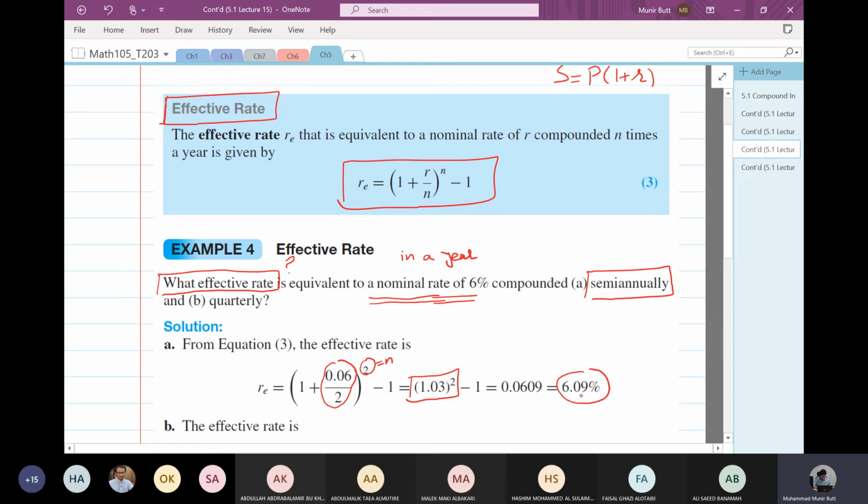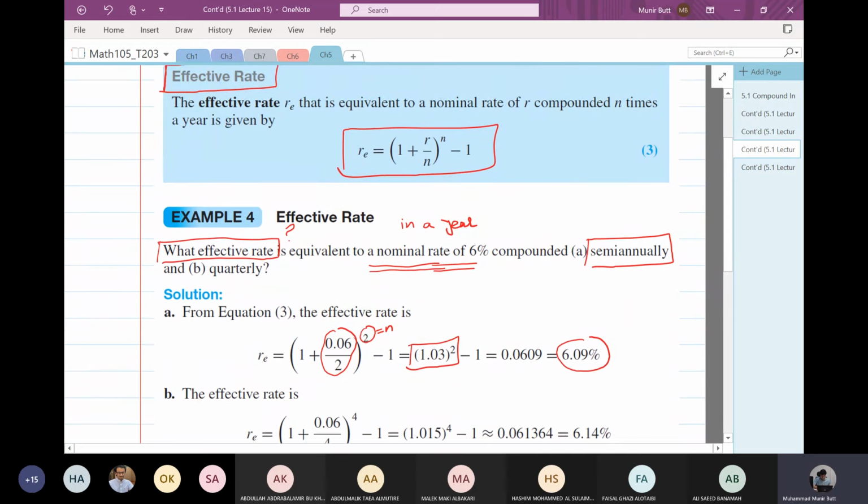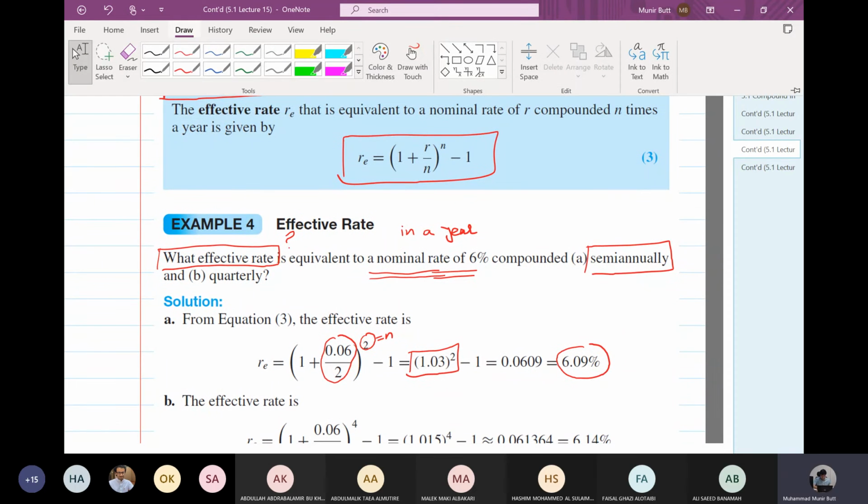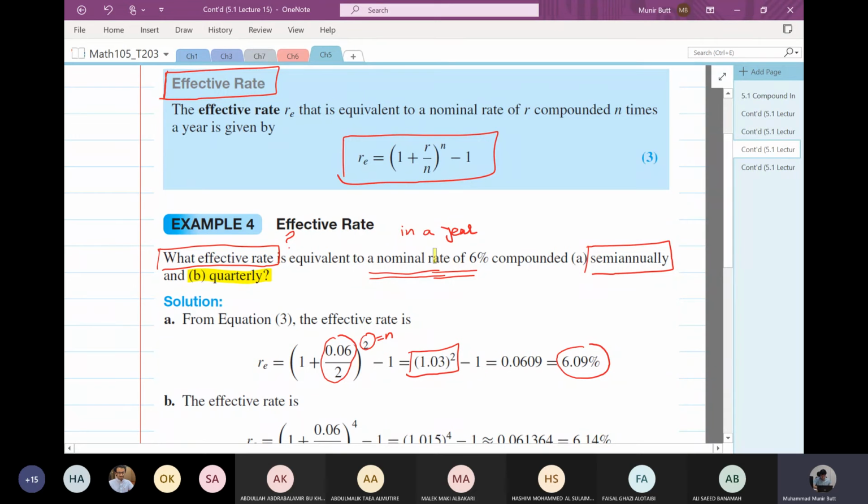So this means that after 6 months, or after a year, this is something confusing, but anyhow the effective rate is 6.09% if we have a nominal rate of 6% given. So you see the difference. The effective rate is a little bit bigger. Okay, let's talk about what if we have quarterly. So I think now it is clear.